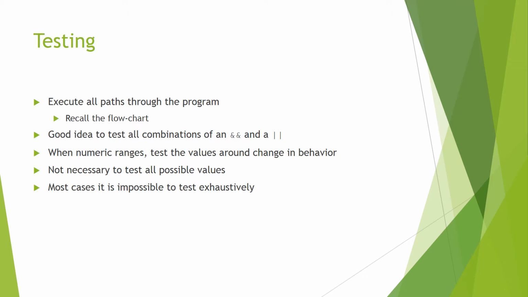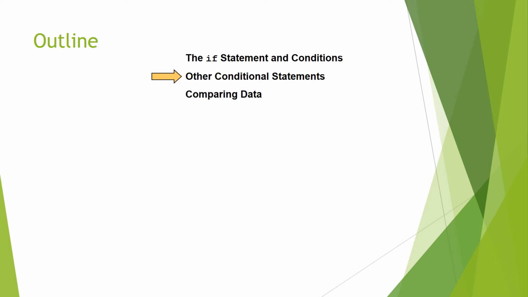Recall the flowchart we saw earlier. A good idea is to test all combinations of && and ||. When numeric ranges occur, test the values around the change in behavior. It's not always necessary to test all possible values, and in most cases it is impossible to test exhaustively. Within this presentation, let's now discuss other conditional statements, and later on we'll talk about comparing data.